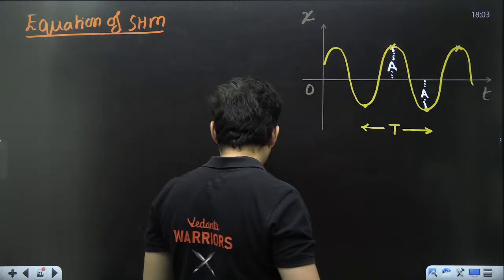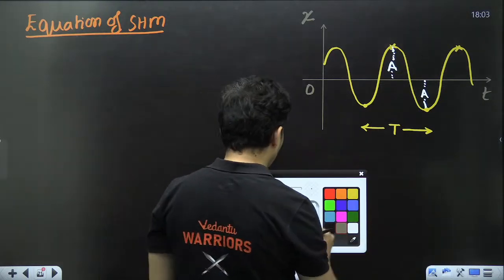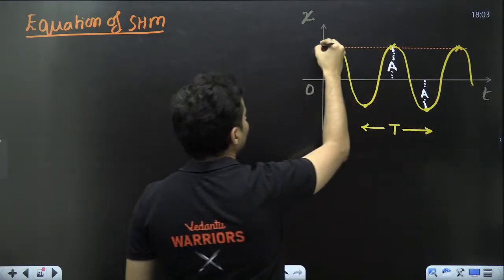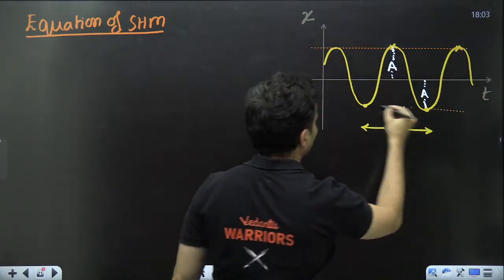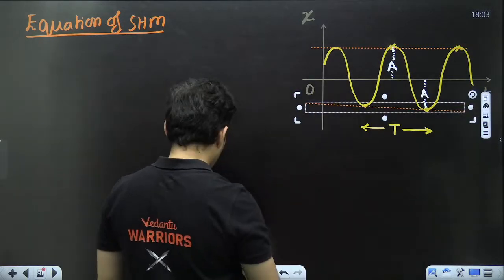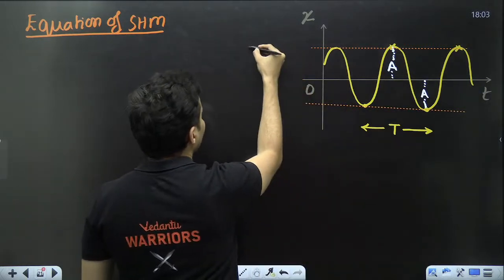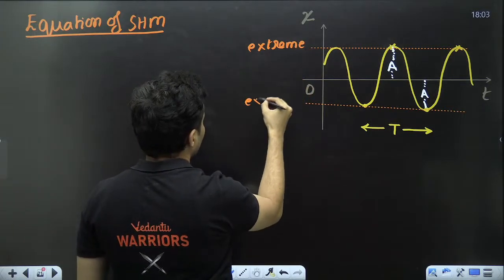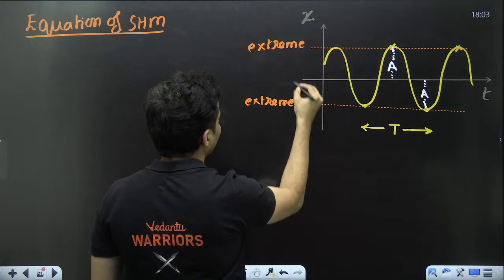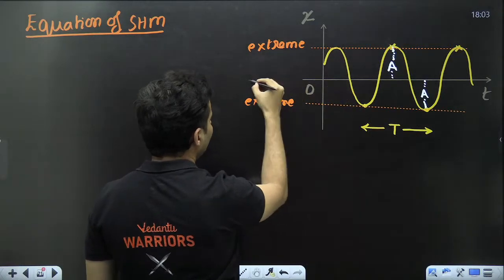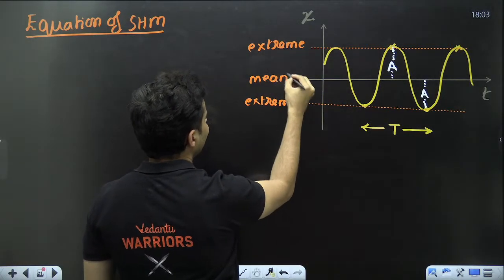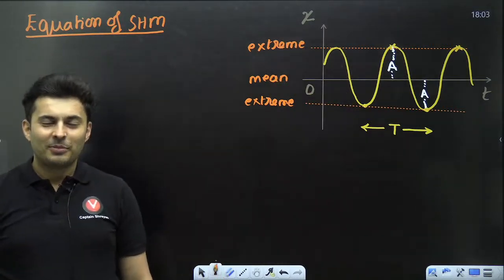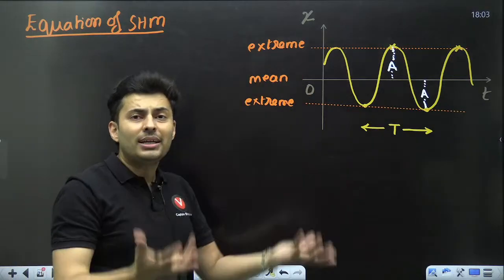I will just rewrite it over here for your benefit. This line over here. These are basically your extreme positions, and this line in the exact middle is your mean. It's the average of these two, exactly the middle of these two. Make sense? Now, what is this graph actually telling us?